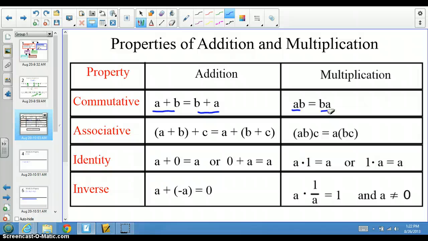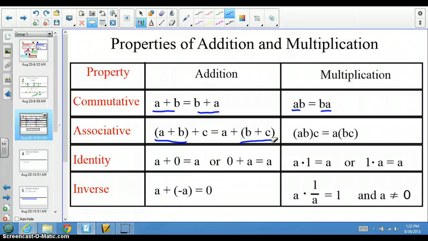Associative is we're changing the group's order around and we're changing the group. Okay, in the first group here, we have A plus B. And then we have to do that first through order of operations. And then we'll add C. On the other side, we're going to add B plus C first, then add A. So all we did was change our grouping and changed our order of operations.